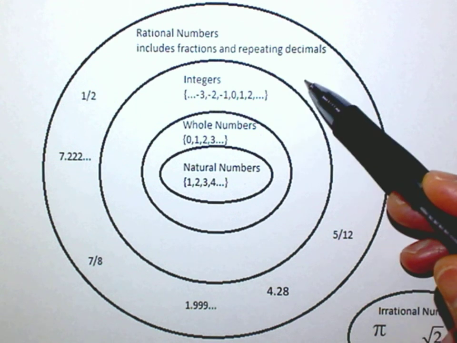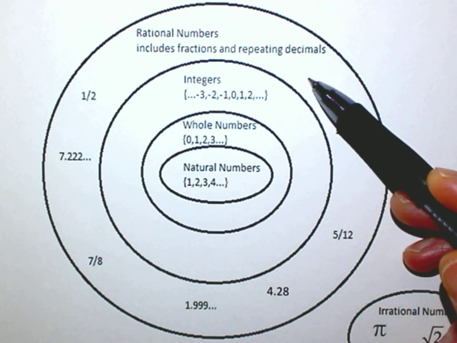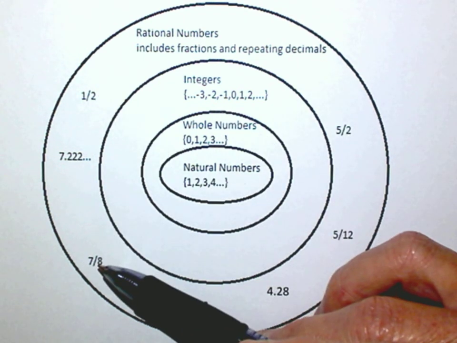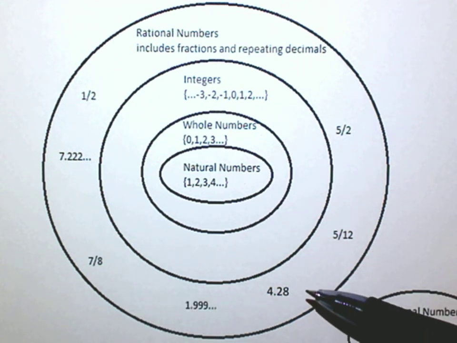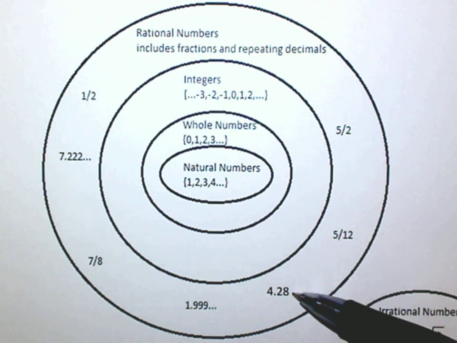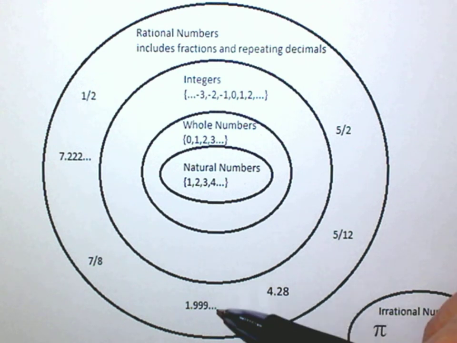And then in the outermost circle, which includes all the other circles, we add in the numbers we usually call fractions, such as 1/2, 7/8, and so on. Also included are decimals that either come to an end, such as 4.28, or repeating decimals, such as 1.99999, and so on. If a number falls inside a particular circle, it's also inside all the other circles that contain that circle.